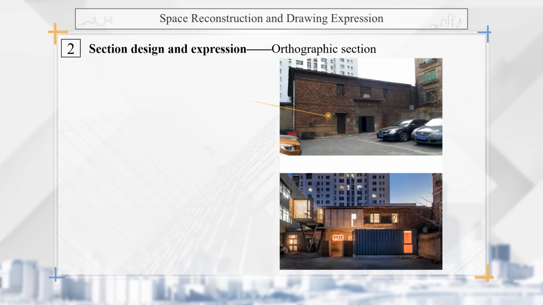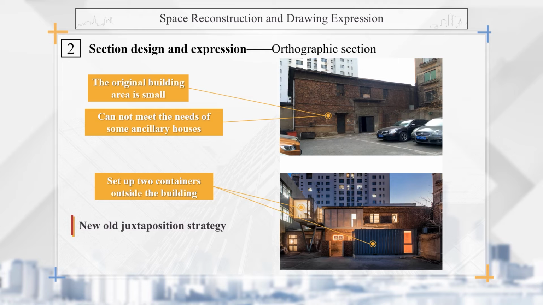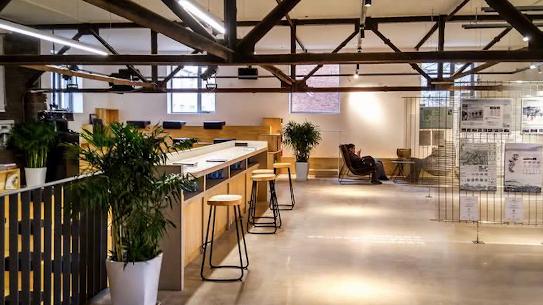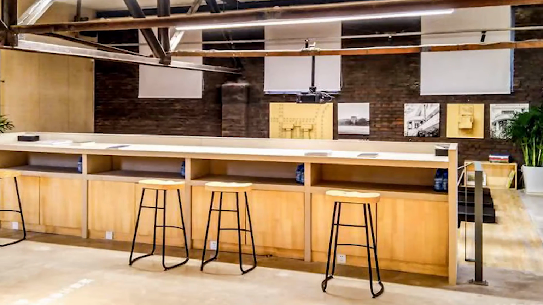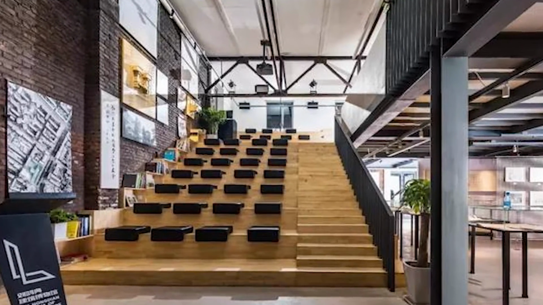The original building area is small, which cannot meet the needs of some ancillary houses. We have set up two containers outside the building, which are respectively connected with the first floor and the second floor to further expand the space. This is also a new-old juxtaposition strategy.